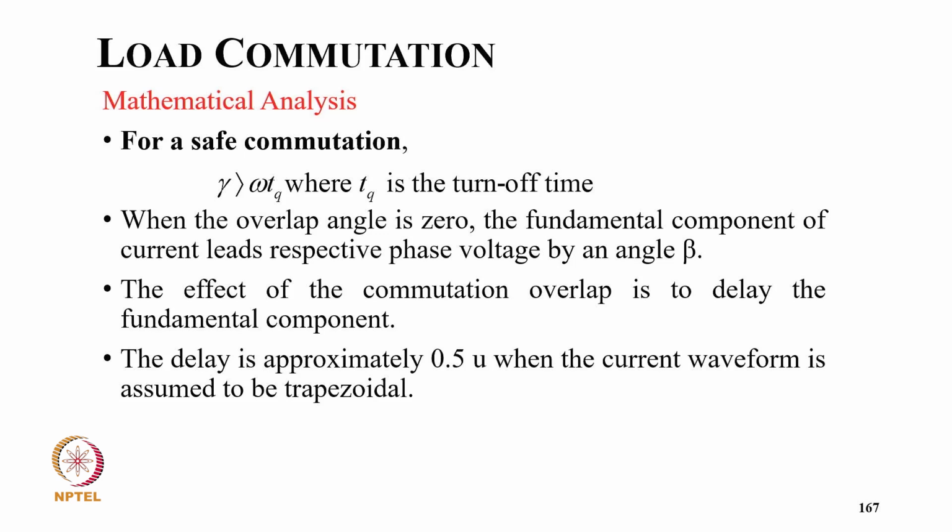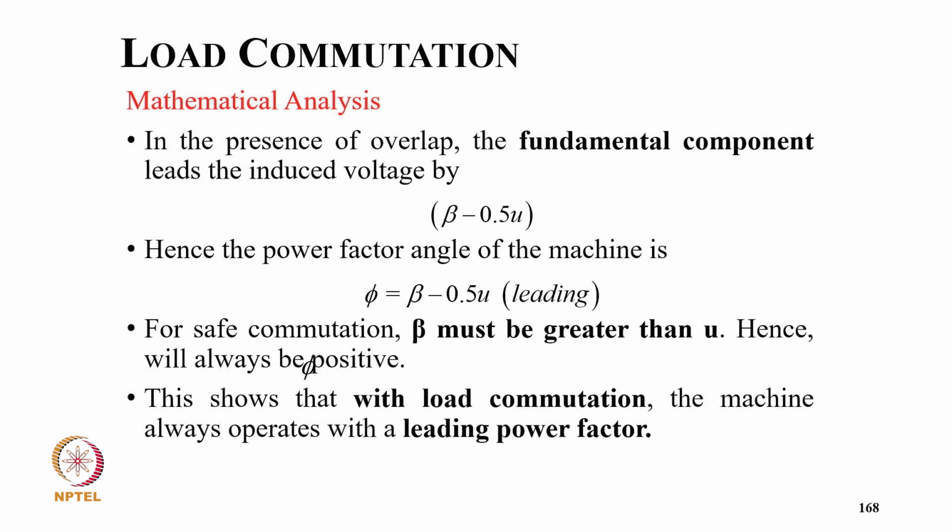The effect of commutation overlap is to delay the fundamental component, and the delay is approximately 0.5 times mu when the current waveform is assumed to be trapezoidal. So in the presence of overlap, the fundamental component leads the induced voltage by beta minus 0.5 mu, and hence the power factor angle of the machine is phi equal to beta minus 0.5 mu, leading. For safe commutation, beta must be greater than mu, hence phi will always be positive.